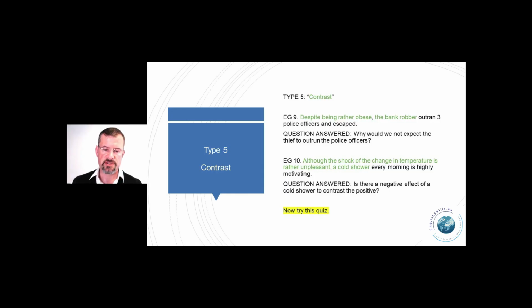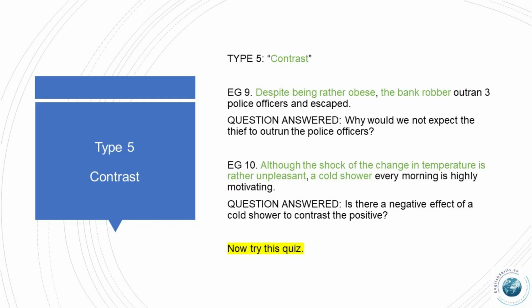Finally, contrast. Very similar in some ways to comparison. Always notice that we have that introductory clause. We have the comma, then we have the main subject that it refers to. It could be subject, could be object in a passive or more active form. Example 9. Despite being rather obese, the bank robber outran 3 police officers and escaped.